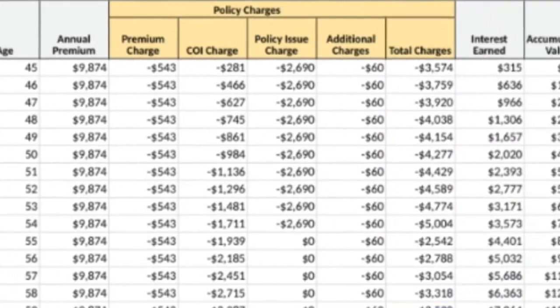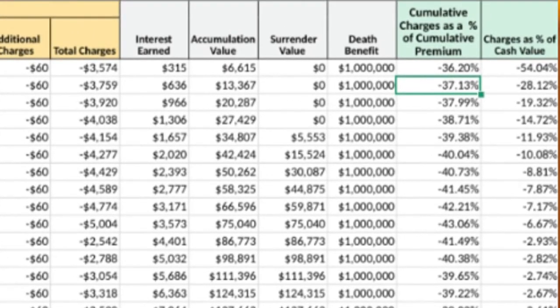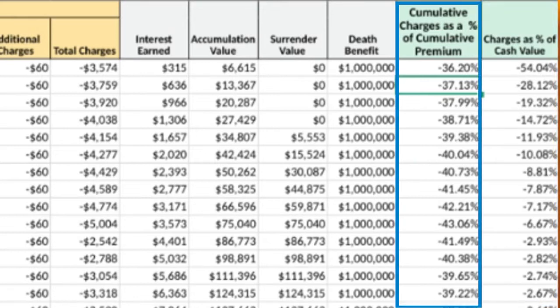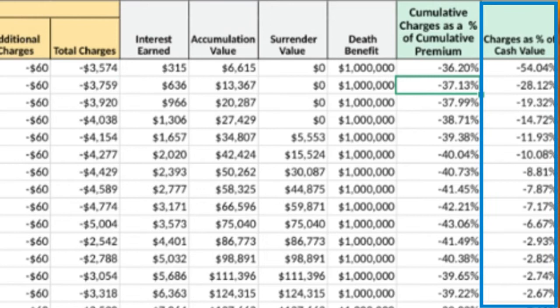So I've got all the charges totaled up in the column off to the right of that. And if you take your attention now over to the far right and look at the cells in green, I've done some rudimentary analysis of those charges. So I'm looking at it 2 different ways. I'm looking at the cumulative charges as a percentage of the cumulative premium that's paid, so that you can get a sense of how much of every premium dollar is going towards the charges. And then to the right of that, I'm looking at the charges as a percentage of the cash value.